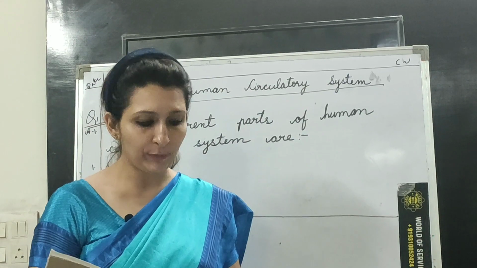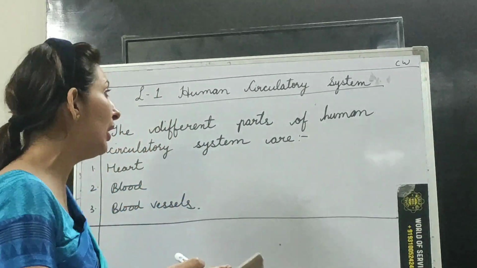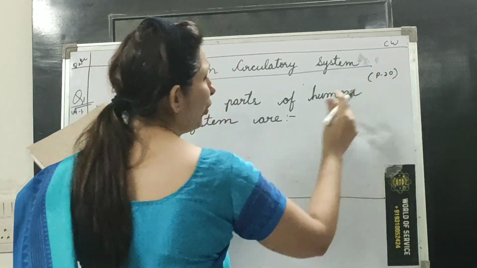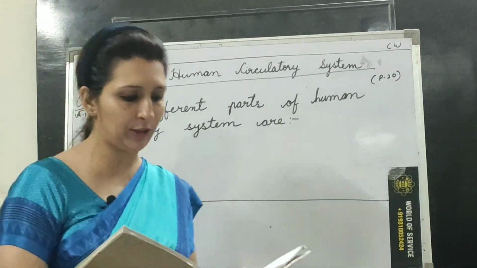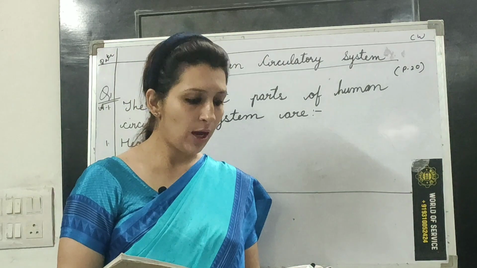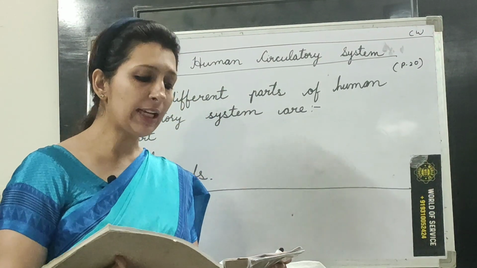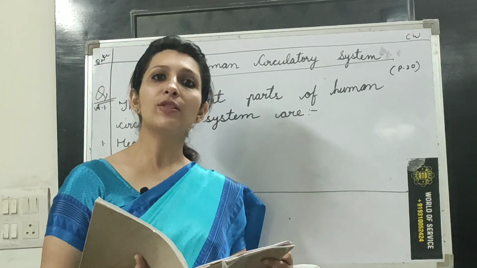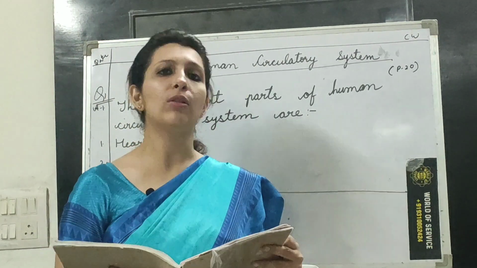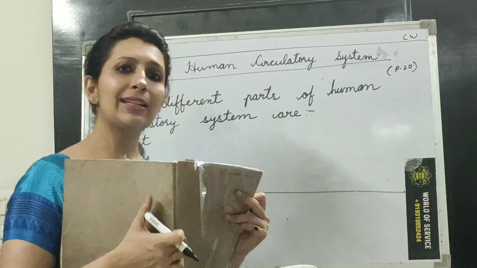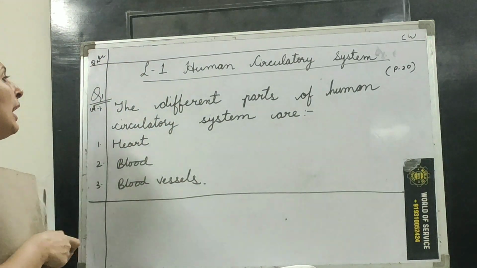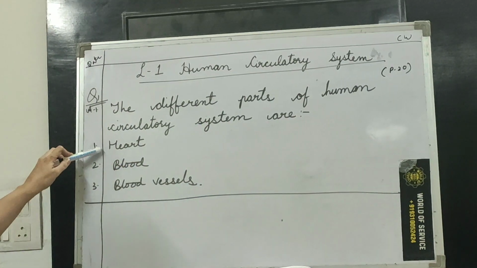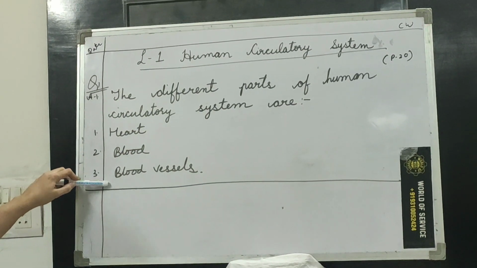Question number 1 you can do from the book that is given on page number 20. I am writing it in the bracket. This you don't have to write. This is just for your information. Now, what are the different parts of human circulatory system? The same answer, children, is given on page number 19 also, but still I have written it here on the board. The different parts of human circulatory system are heart, blood and blood vessels.